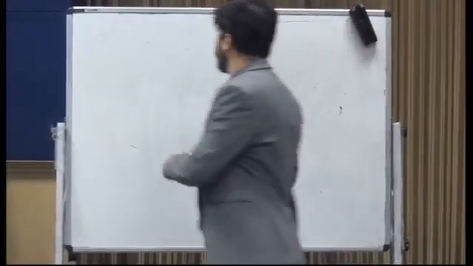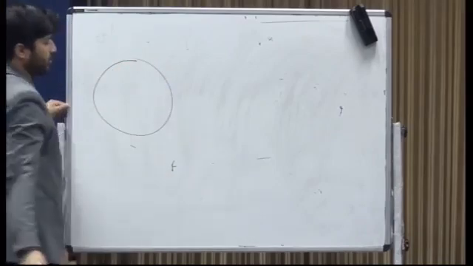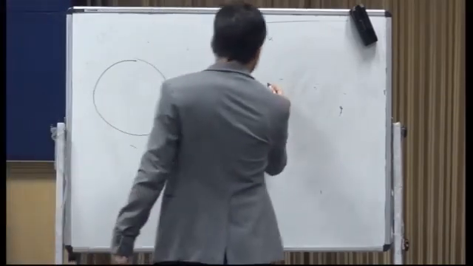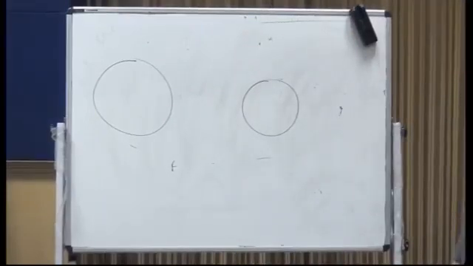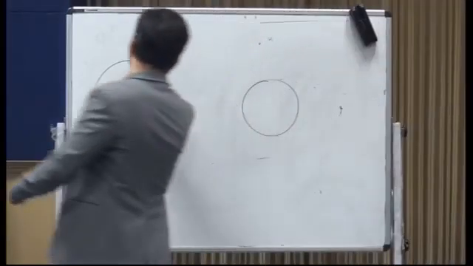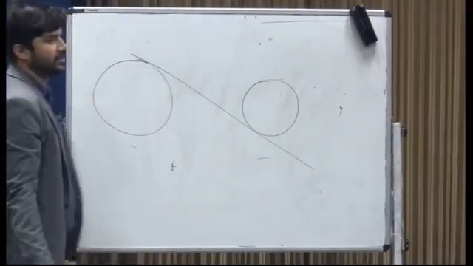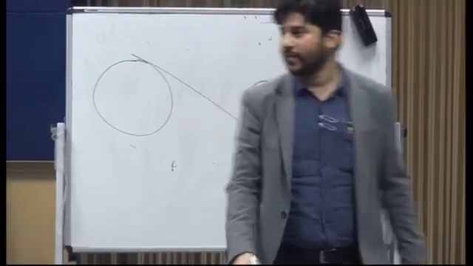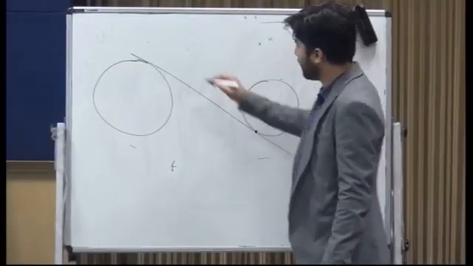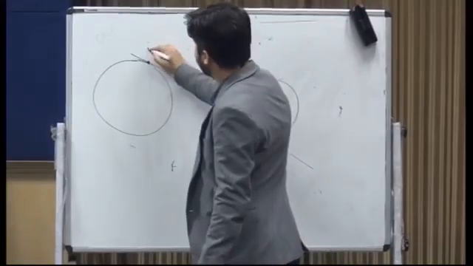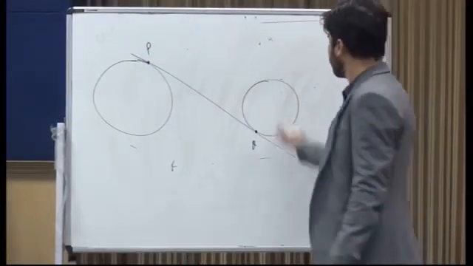Again, let's draw a bigger circle. And let's draw a smaller circle, right? Now let's draw a TCT, right? Let's call this the point of contact and this another point of contact. I'm going to call it P, I'm going to call it Q.